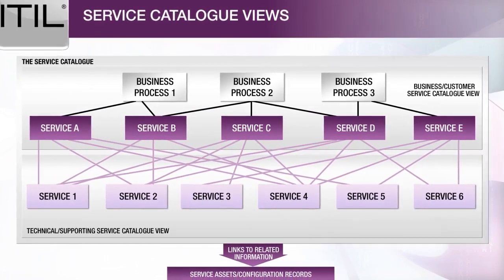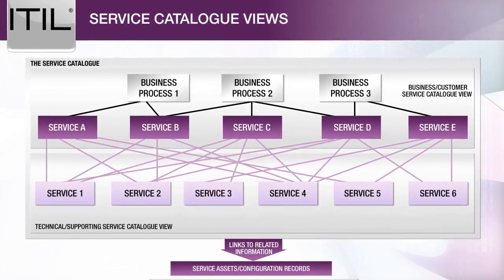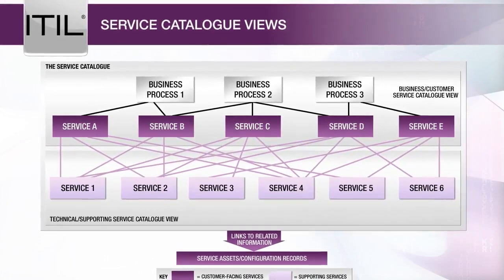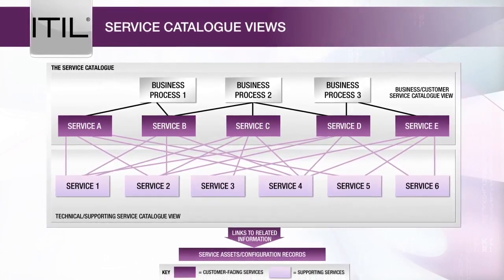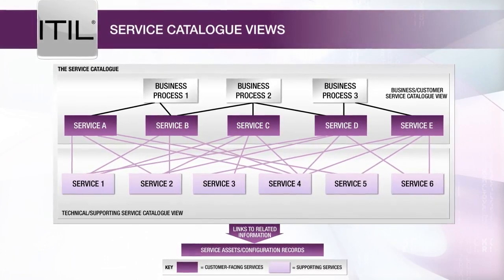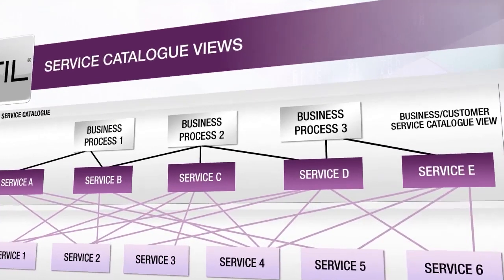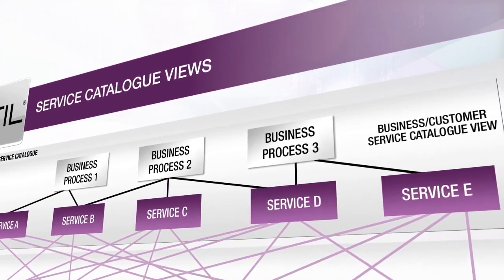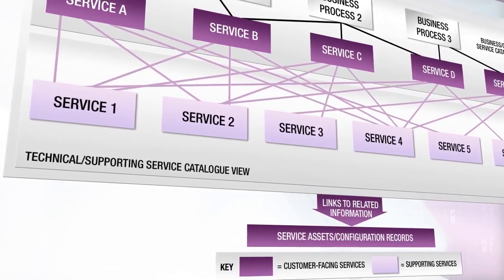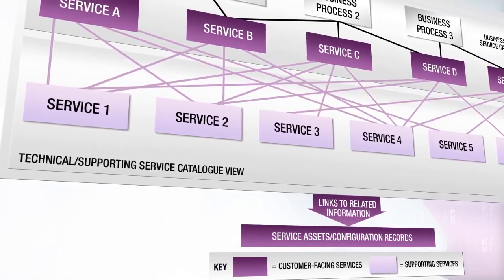To ensure that the customer and IT both have a clear view of the relationship between the customer-facing services and the business processes they support, it is recommended that a service provider should present two different views of the catalogue. Each one should focus on one type of service: a view for customers that shows the customer-facing services, and a second view for the IT service provider that shows all the supporting services.